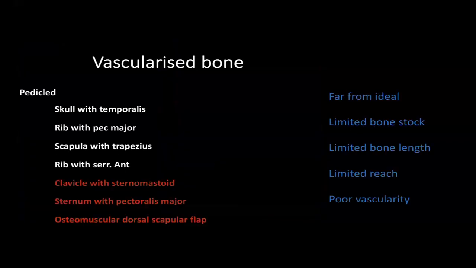Now, pedicled bone flaps. A lot of pedicled bone flaps have been described: skull with temporalis, rib with pectoralis major, scapula with trapezius, rib with serratus anterior, clavicle with sternomastoid, sternum with pectoralis major, and more recently, the osteomuscular dorsal scapular flap. But they're all far from ideal. They have limited bone stock, limited bone length, limited reach, and poor vascularity. So we don't have that many good options for pedicled bone flaps as we do for soft tissue pedicled flaps.